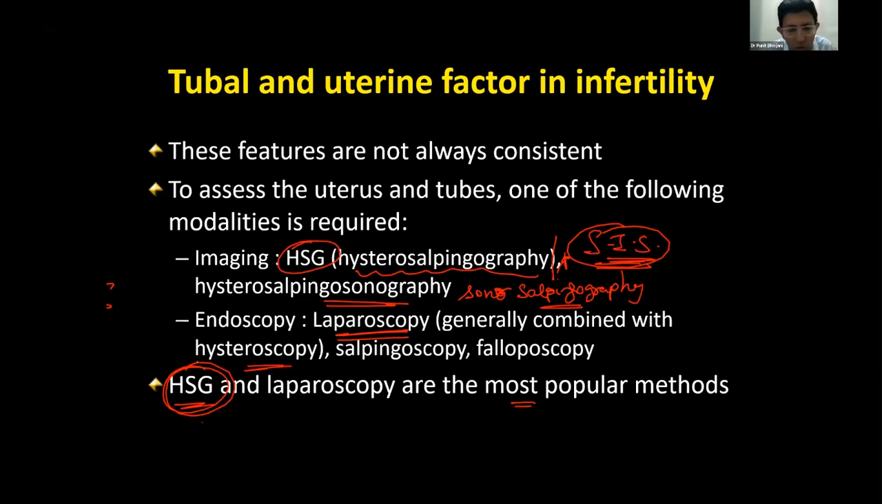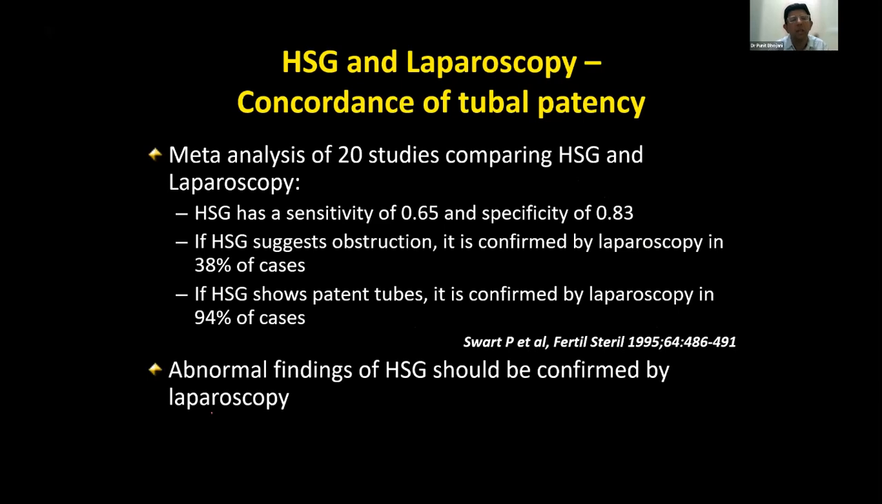Laparoscopy is of course the gold standard, but that is reserved for more of a see and treat approach. So the initial investigation we prefer is always HSG, and laparoscopy we do if we find some abnormality in HSG. In a comparative meta-analysis of 20 studies, HSG has a sensitivity of 0.65. I don't expect you to remember these numbers, but if HSG suggests obstruction, that means the tubes are blocked, it is confirmed by laparoscopy in 38% of the cases only.